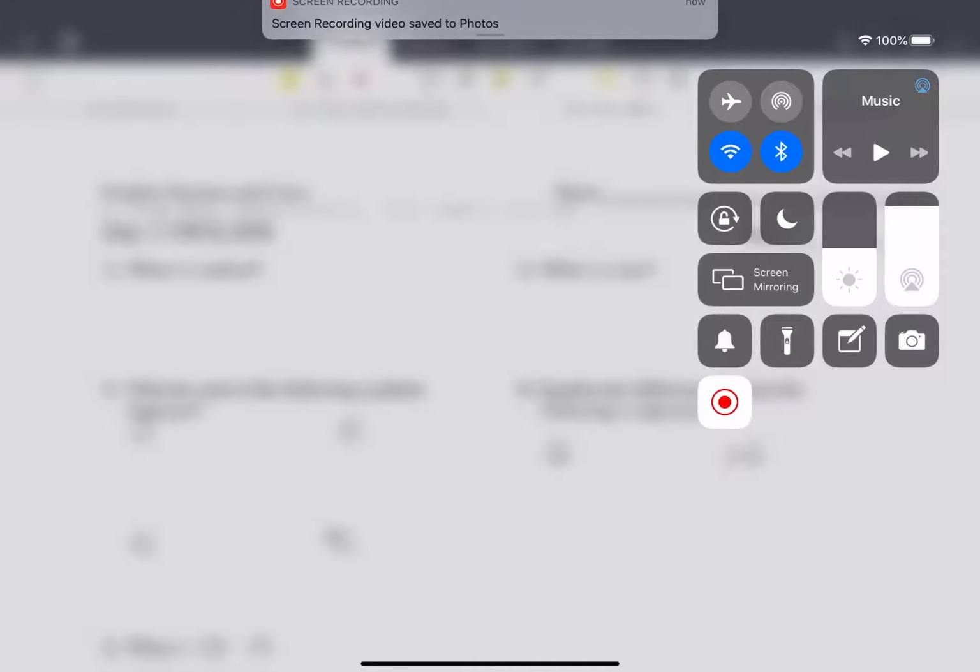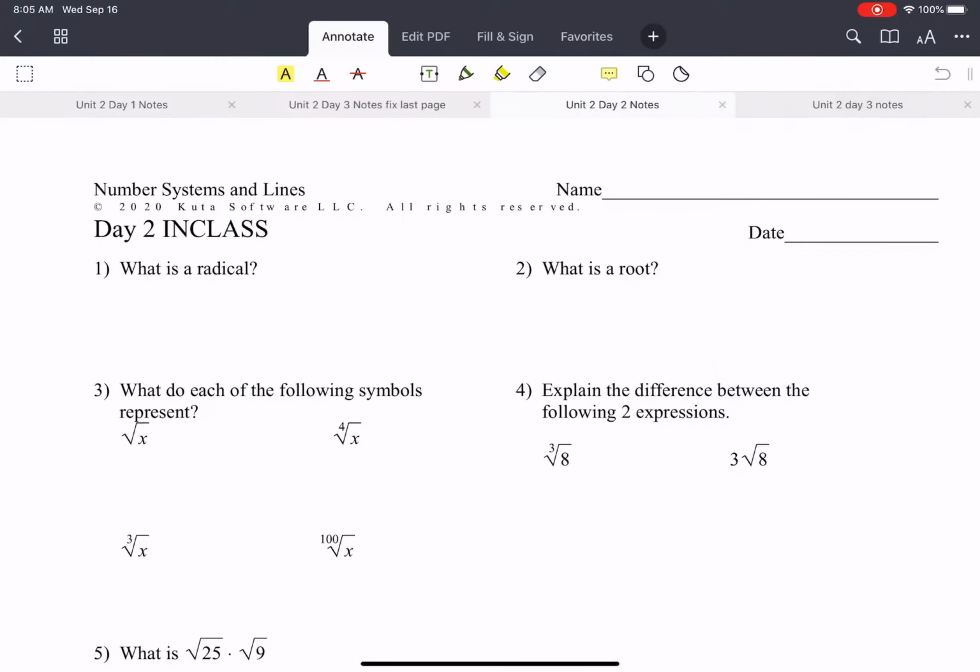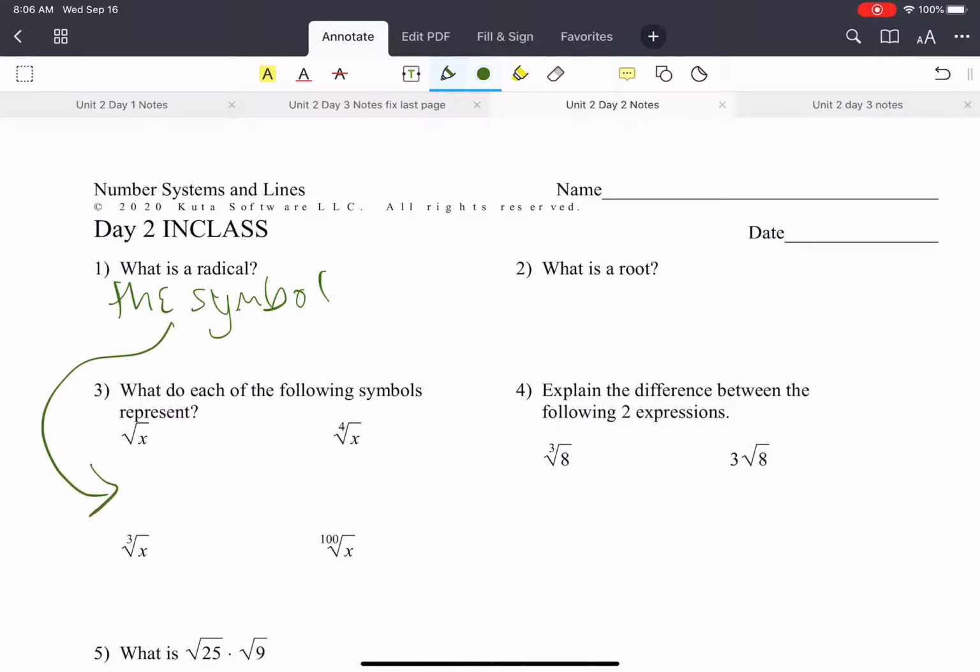Okay, so today we're going to learn how to simplify radicals. What is a radical? A radical is the symbol. The easiest way to explain it is these symbols, like the square root, the cube root. That's what a radical is.